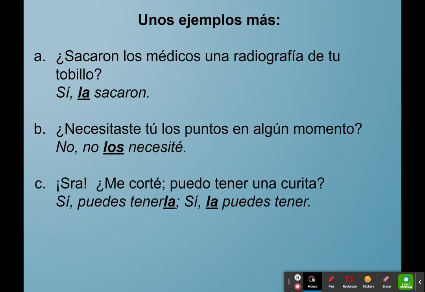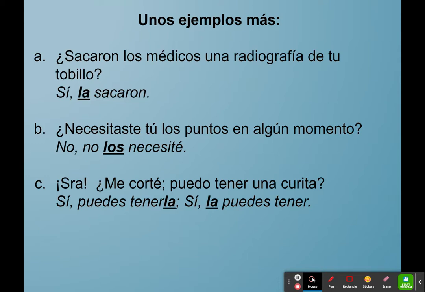A few more examples here at the bottom of página 2, so that you should make sure you write down. So for A, we have sacaron los médicos una radiografía de tu tobillo. And so the question is asking, did the doctors take an x-ray of your ankle? The answer being sí, la sacaron. Yes, they took it. La replacing una radiografía de tu tobillo, an x-ray of your ankle.